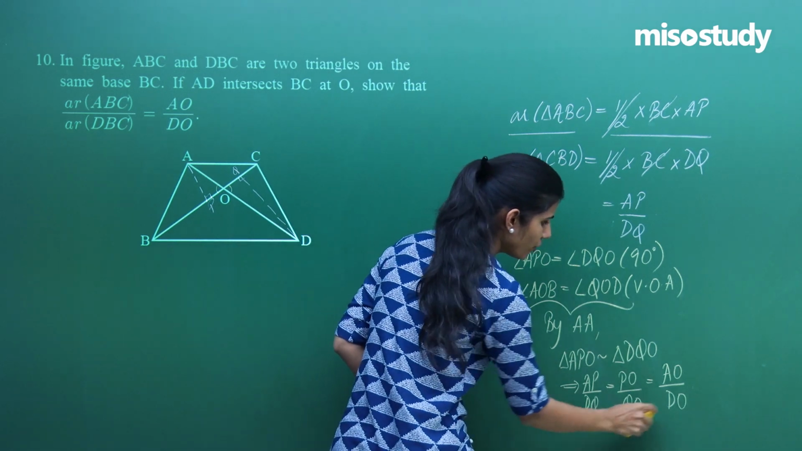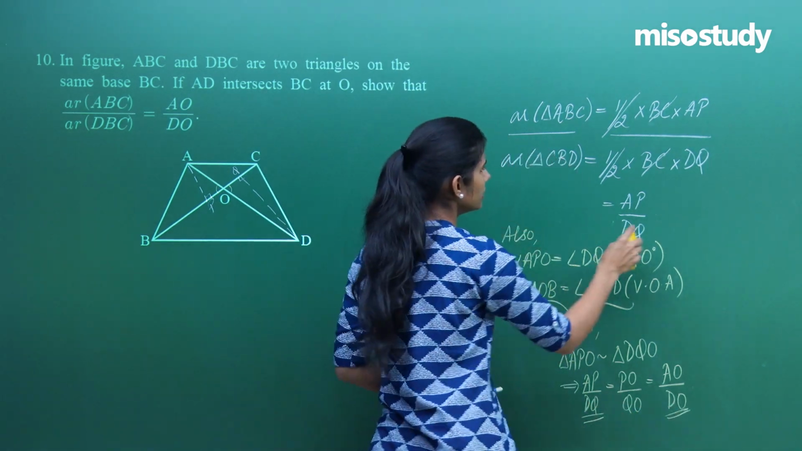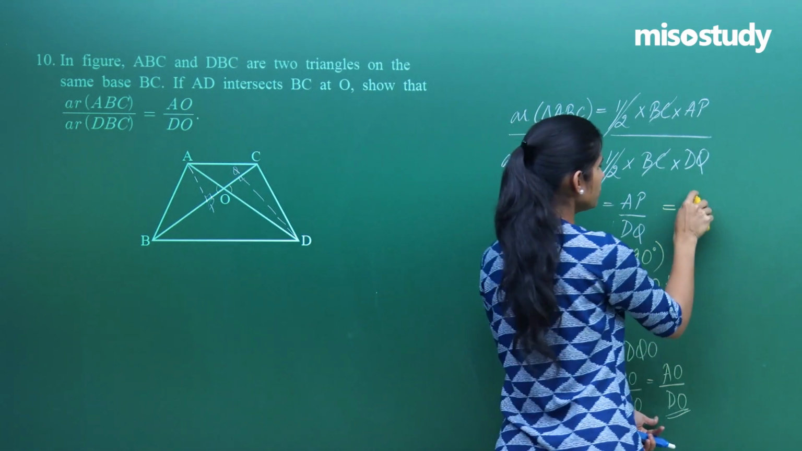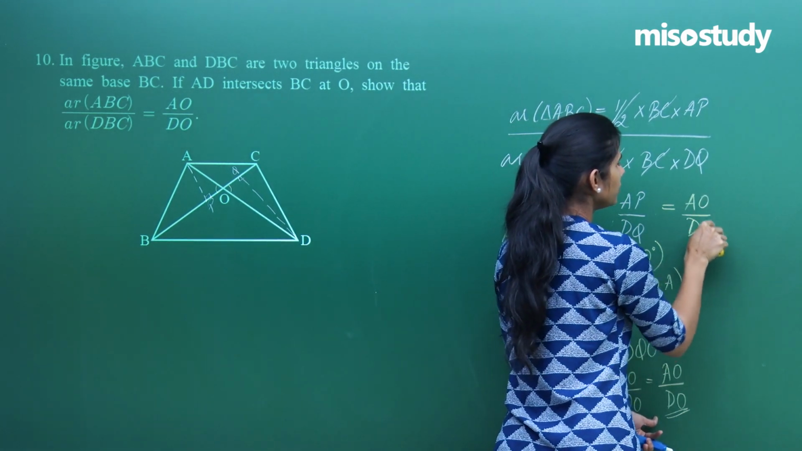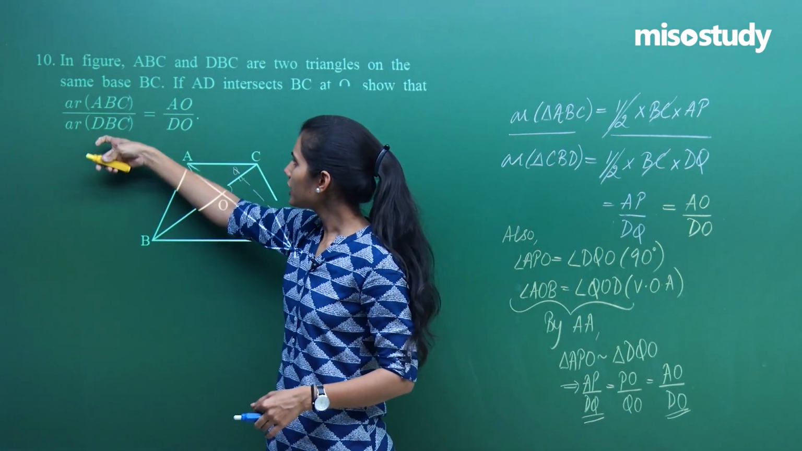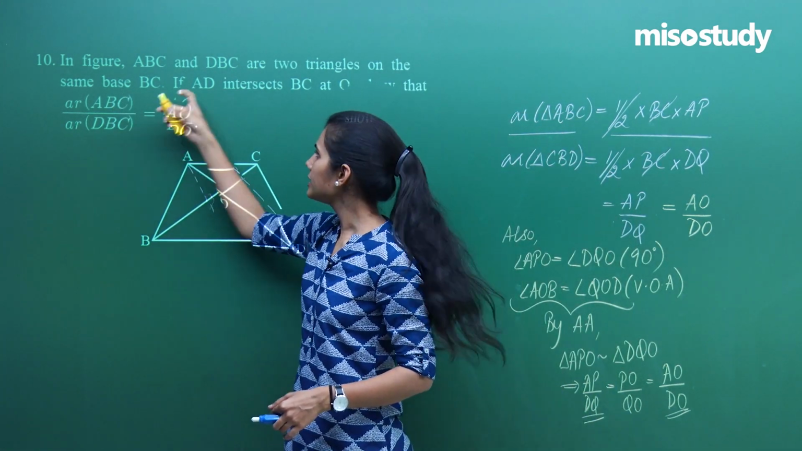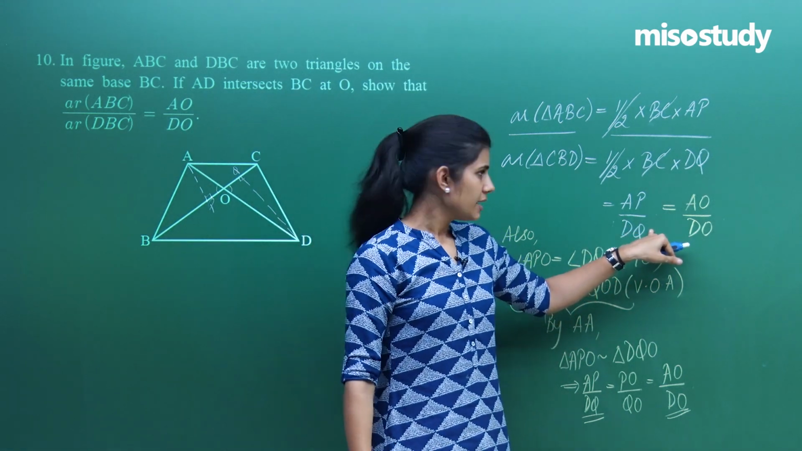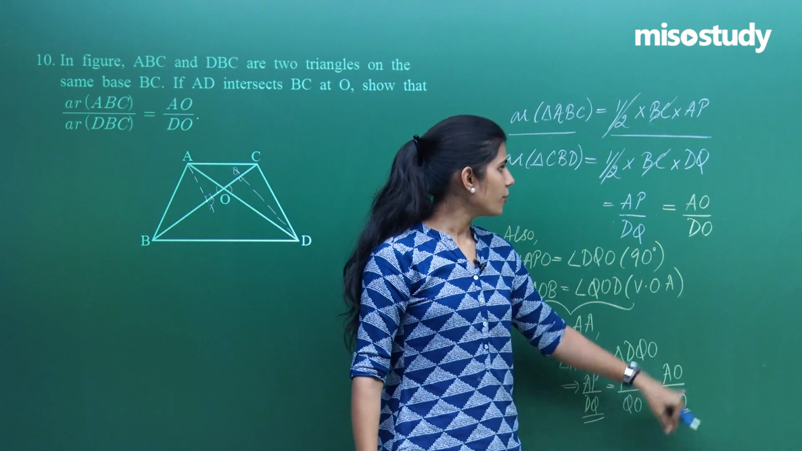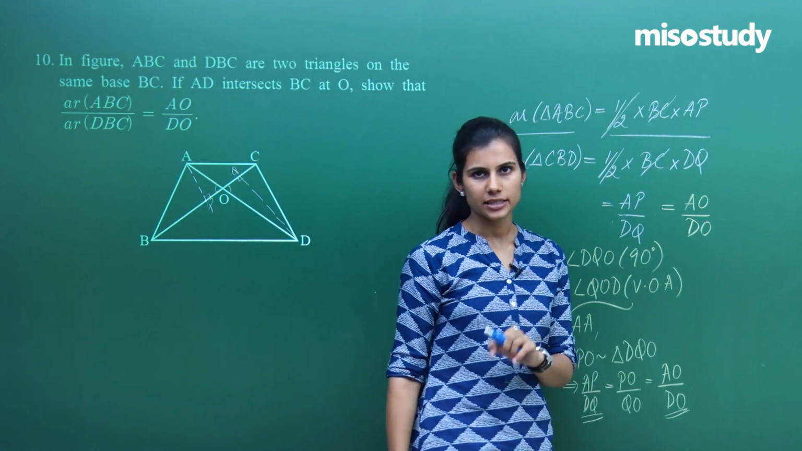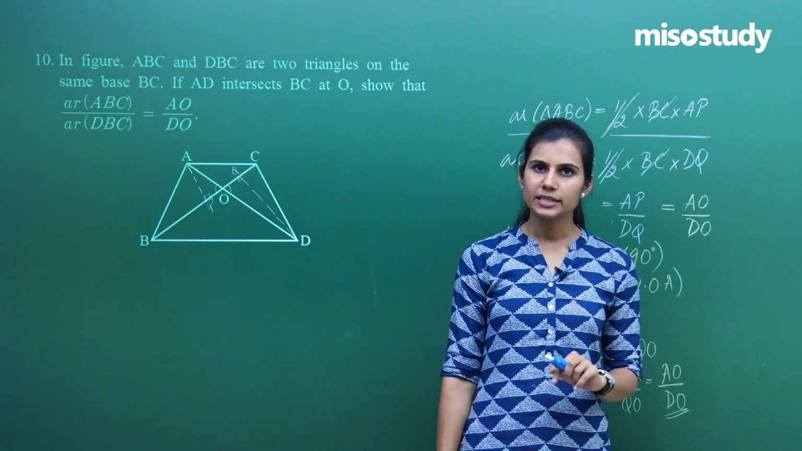If I have AP upon DQ is AO upon DO, I can write area of this upon this, which is AP upon DQ, is equal to AO upon DO. And that is what I had to show, that the ratio of area of ABC and area of DBC triangle is AO upon DO. We first came till AP upon DQ, then we proved AP upon DQ is AO upon DO, and so I have got this ratio as equal to AO upon DO, and that completes our discussion over the questions. Please revise them very nicely.